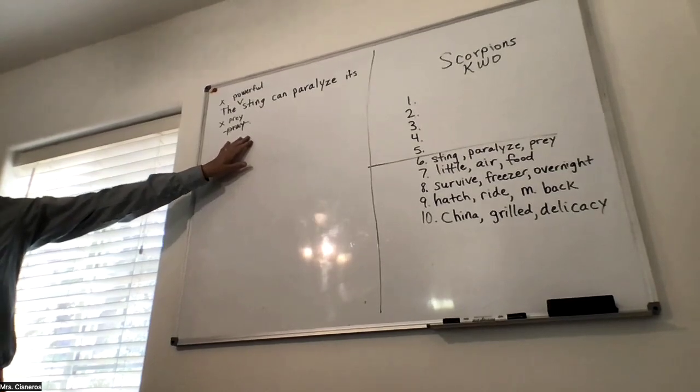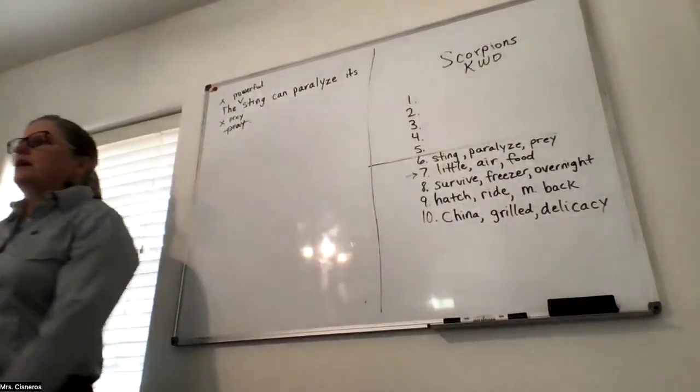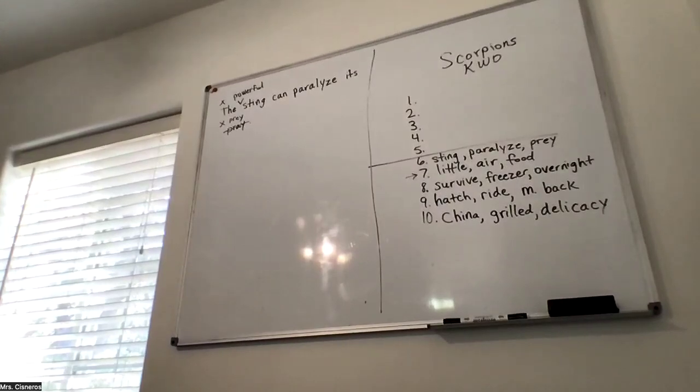Who wants to do the next sentence? This is for number 7 here. This is where we're at. Number 7, little, air, and food. Zuli: Scorpions need little air and food. That's an easy one, huh?